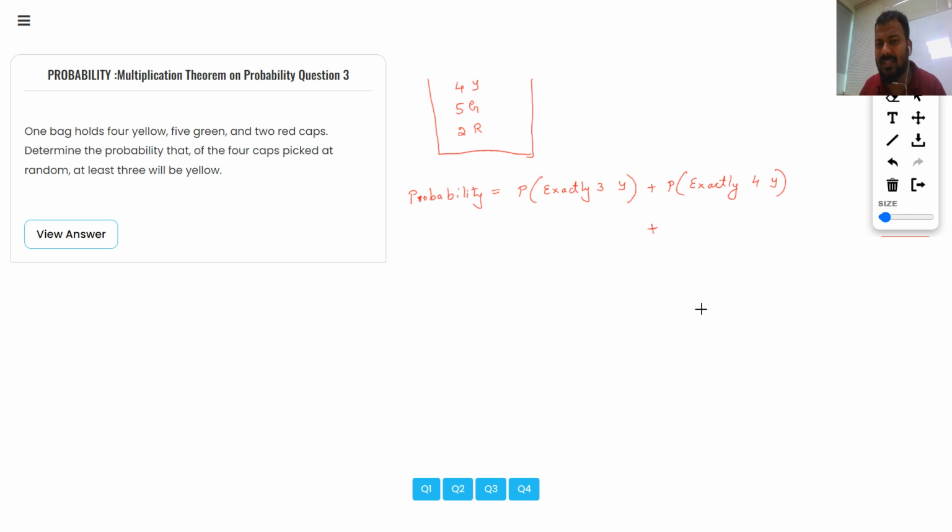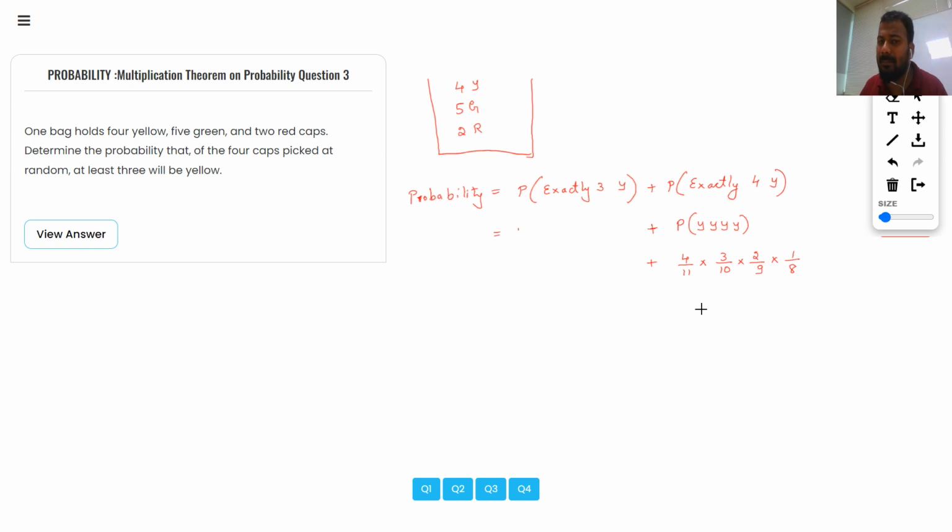The first one you select is yellow. So I can take it as yellow, yellow, yellow and yellow. So if you take this out, I can say the first one is 4 out of 11, second one is 3 out of 10, next is 2 out of 9 and 1 out of 8. This is selecting 4 items, all are yellow here.